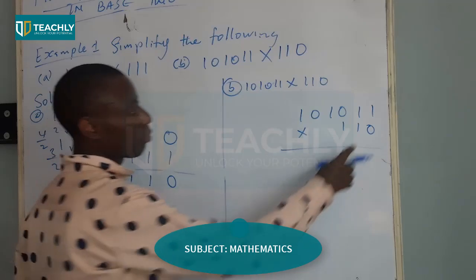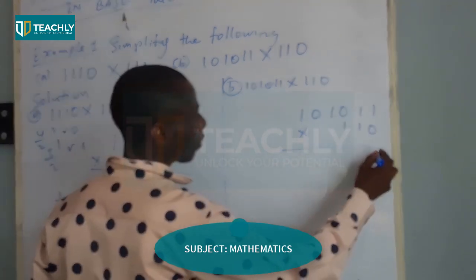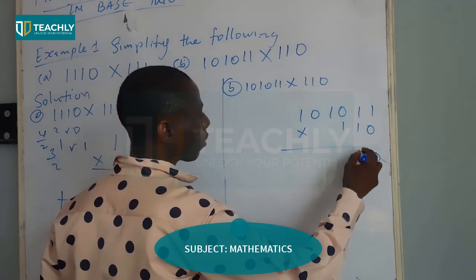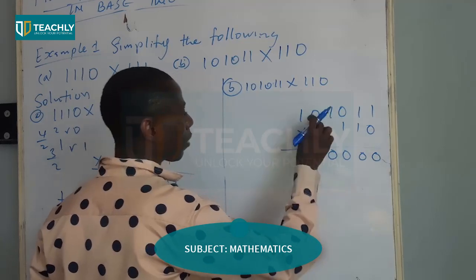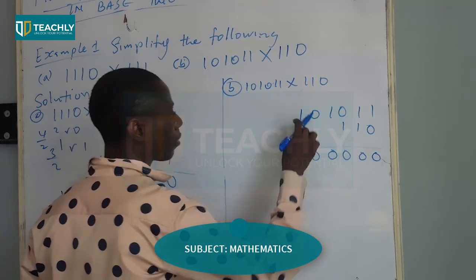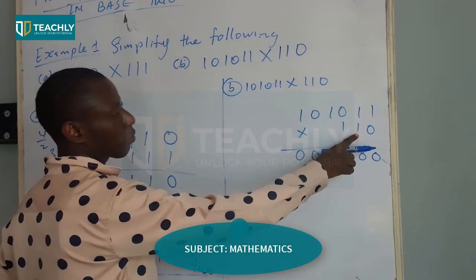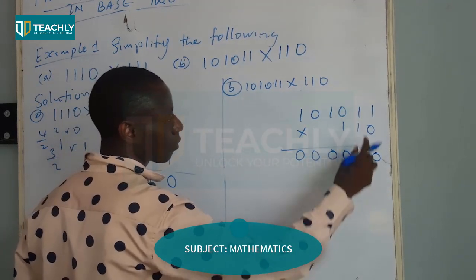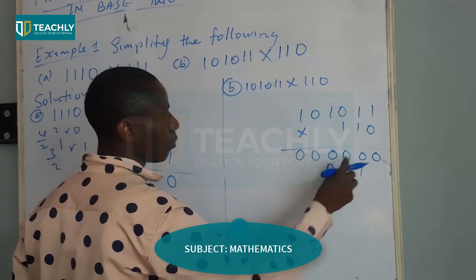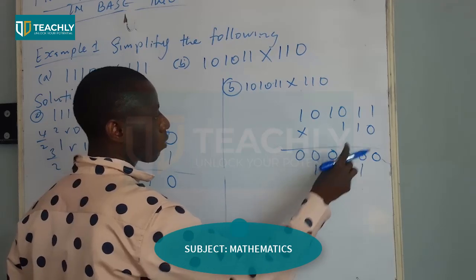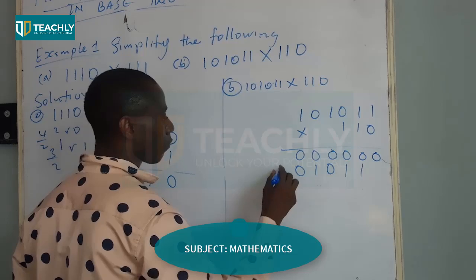So the rule is use the digits here to multiply. 0 times 1 you have 0. 0 times 1 you have 0. 0 times 0 is 0. Times 1 you have 0. 0 times this 0 you have 0. And 0 times this 1 you have 0. So the next one, let's take this one. 1 multiply 1 you have 1. Multiply this 1 you have 1. Multiply this 0, 0. 1 times this 1 you have 1. 1 times 0 you have 0. And 1 times 1 you have 1.